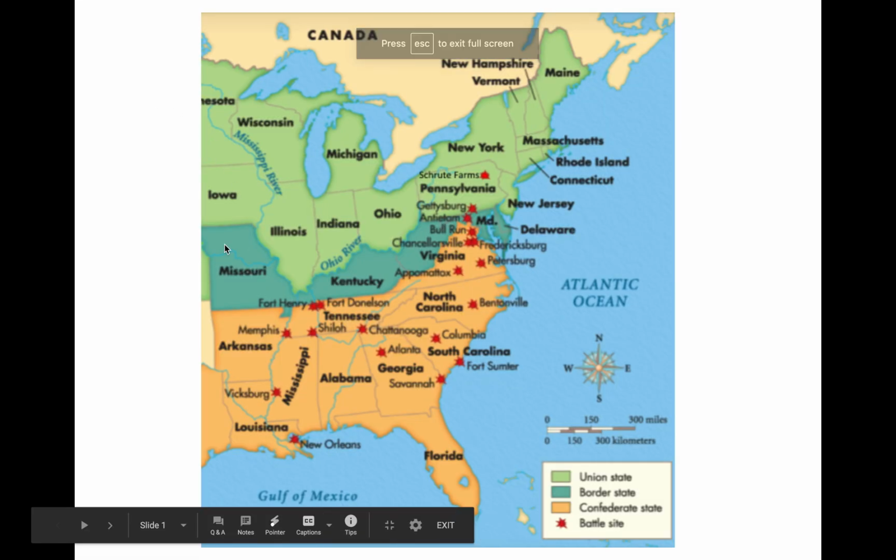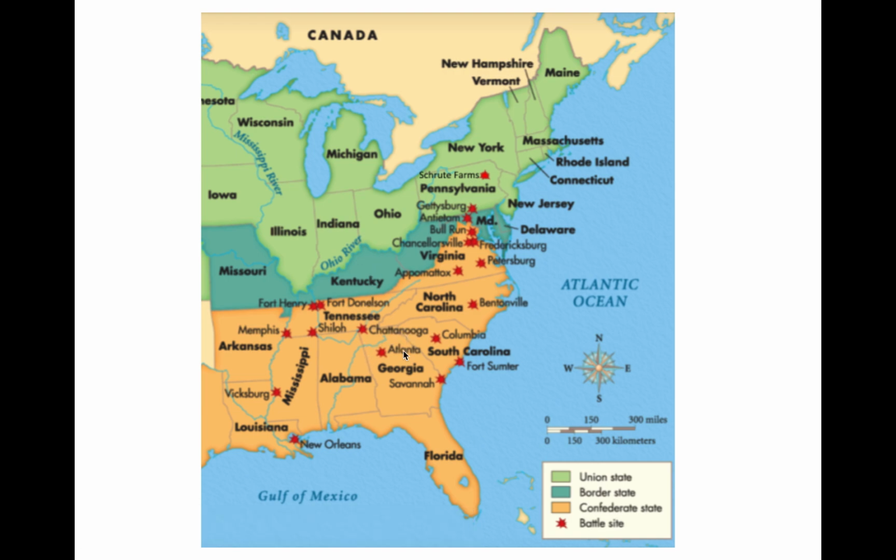So in this map right here, we have the Confederate States in this orangish color, and then we have the Union States in this lighter green, and this darker green we have the border states. So just a quick review: the Civil War was a war that took place between the North and the South, and these were the Confederate States. These were the Union States in the North.